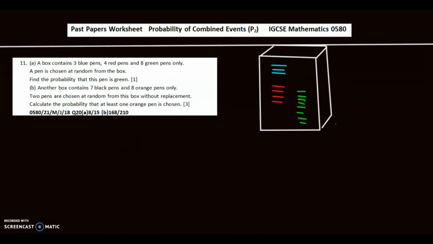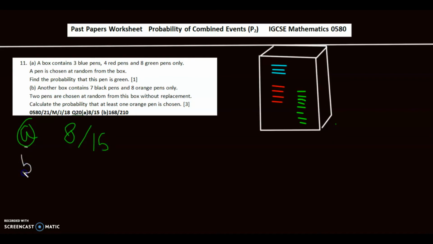A box contains 3 blue pens, 4 red pens and 8 green pens, like I have so neatly shown. A pen is chosen at random from the box. Find the probability that the pen is green. So one pen is being chosen. Simply probability that it being a green pen will be, we have 8 green pens divided by how many pens do we have in total? 8, 9, 10, 11, 12, 13, 14, 15. So 8 upon 15 is the answer for part A.